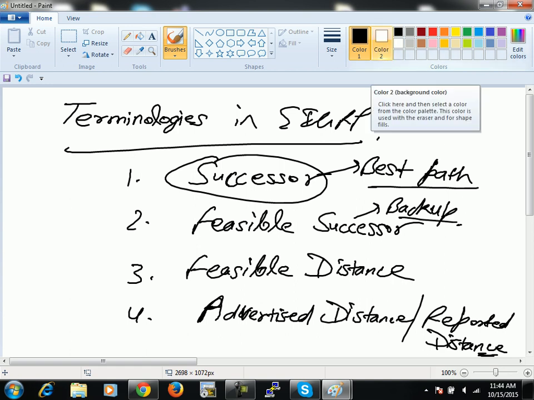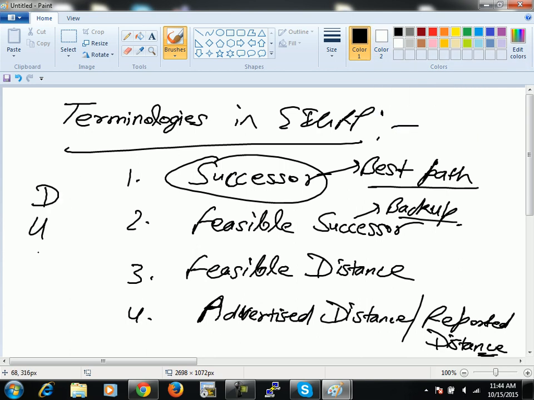EIGRP is one of the protocols, or you can say it's the only protocol, which can provide a backup path, because of DUAL, the Diffusing Update Algorithm. This is the algorithm actually used by EIGRP for everything. This algorithm is responsible for doing everything in EIGRP, like generating hellos, sending updates, generating query messages, performing retransmission, defining best path, defining backup path, and preventing the network from routing loops. For everything this algorithm is responsible. Dual diffusing update algorithm.